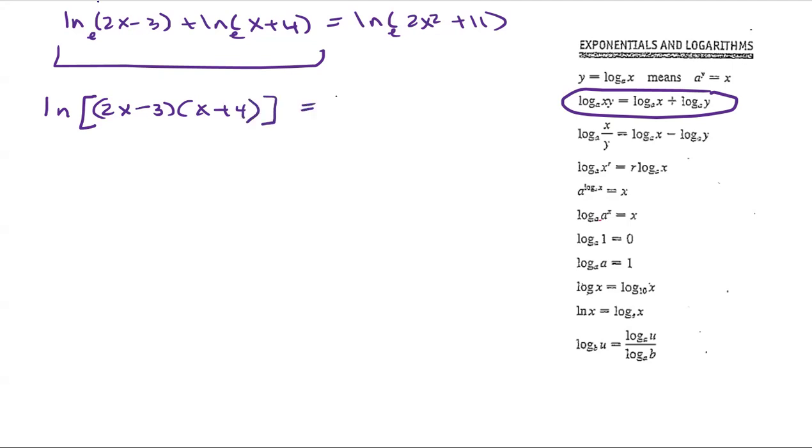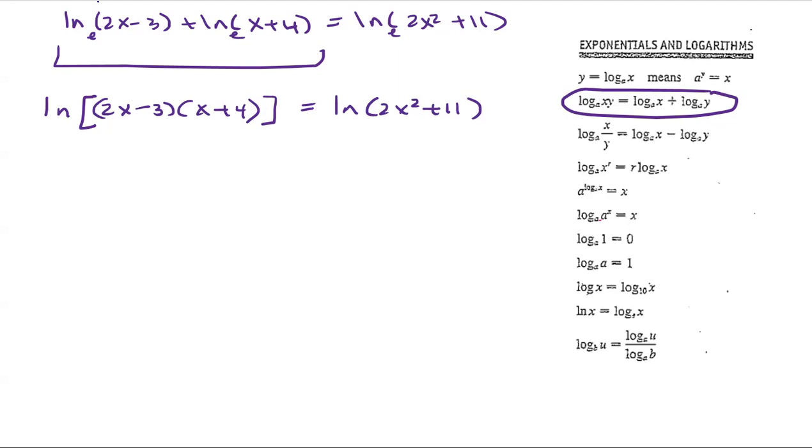and then the right side is going to stay the same, 2x squared plus 11. All right, so that's the first step. You notice here on the left, I can combine what's inside the parentheses by just multiplying them. Again, I can do that because the bases are the same.